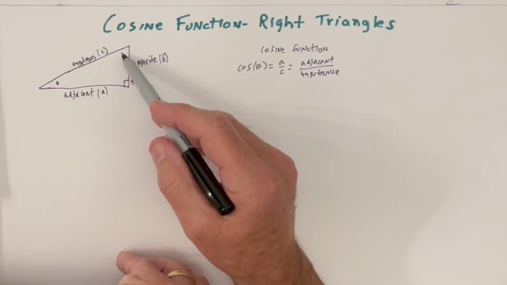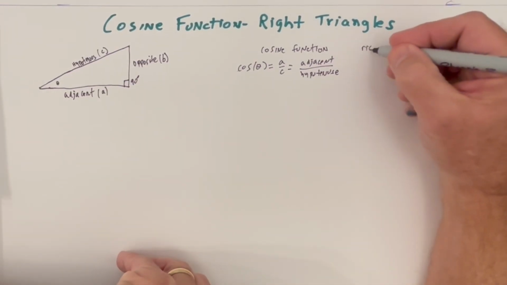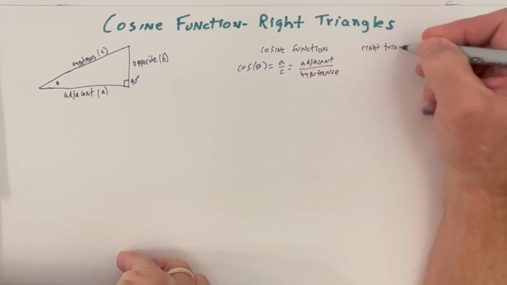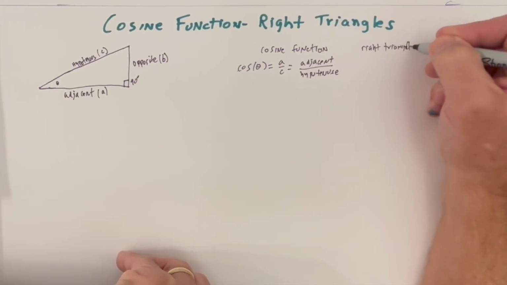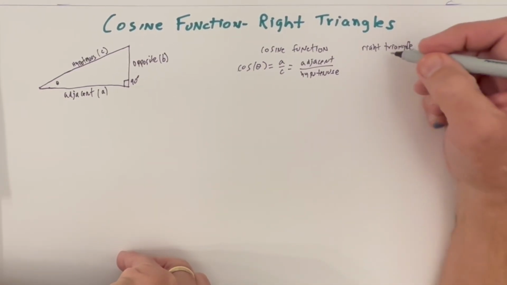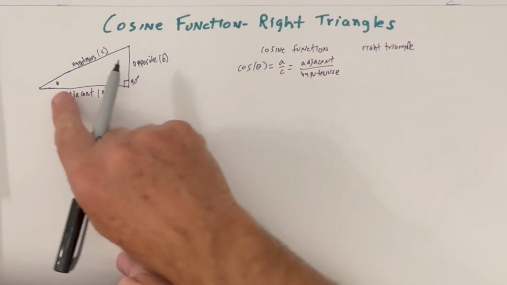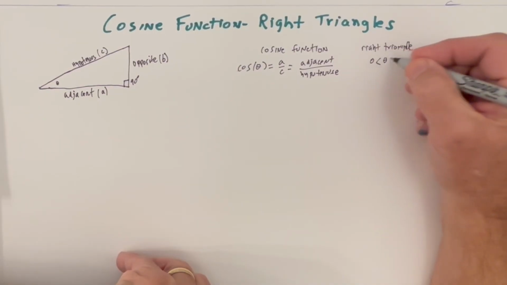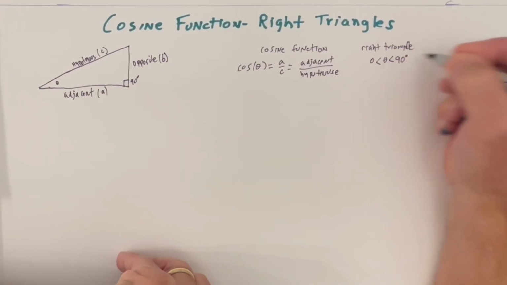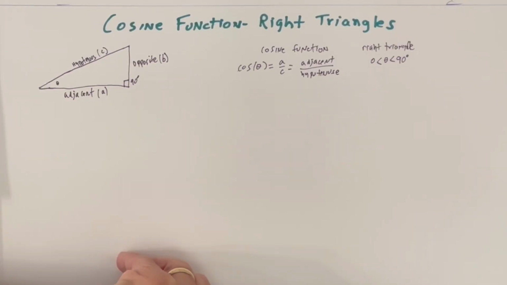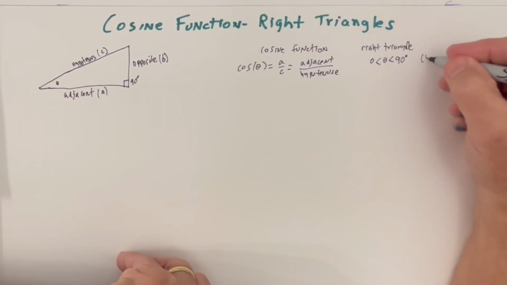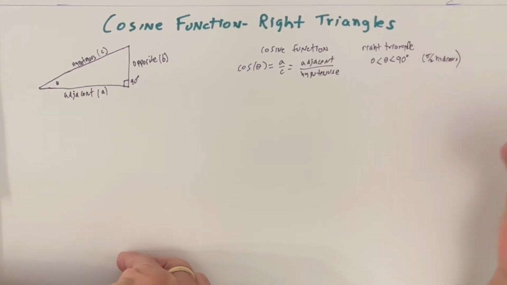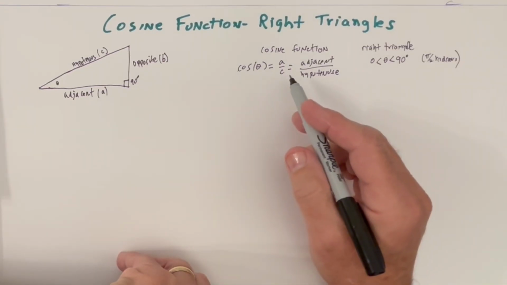So it's a ratio. But now since we've got a right triangle, that puts some limitations on theta. So in this case, theta can only be 0, or if I go straight up here, it could be 90. So 0 less than theta less than 90. So that tells us what theta can range to. Or if you want to do radians, that would be pi over 2 radians. So there is our basic definition of the cosine function.